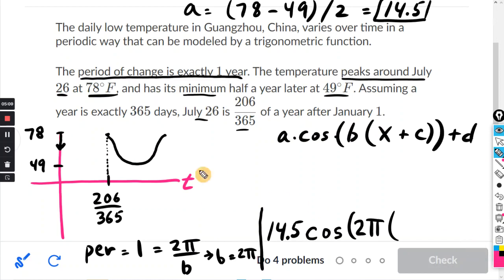And as you can see, this function starts here. It's actually shifted to the right by 206 over 365 units. So to shift it to the right by this much, we need to subtract that from x. But again, we're not using x, we're using t. So instead of x, it's going to be t minus 206 over 365.